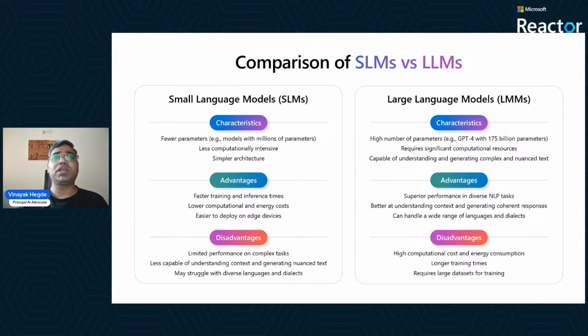Many of the SLMs can be downloaded locally, so you can also run them on edge devices. For example, you can run many of the SLMs on your mobile phone. But they do come with some disadvantages because you have limited performance on some complex tasks, and might struggle with diverse languages. They do not have the world knowledge which LLMs have. But again, the best model for your particular use case is what you should choose.